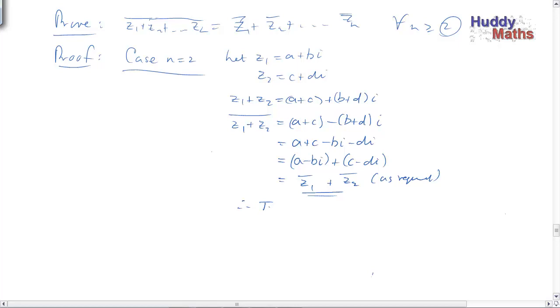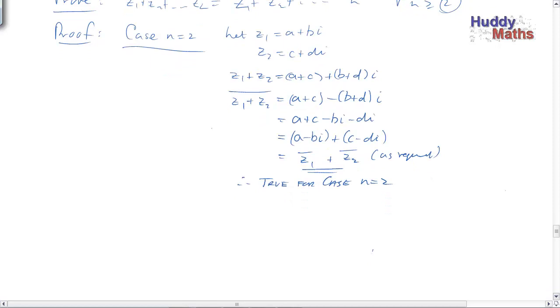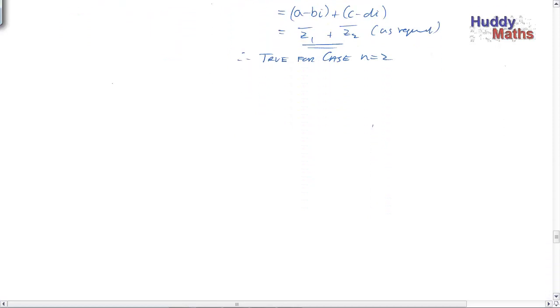Therefore, true for case n equals 2. Okay, so that's a strict formal starting proof. So we've got something to use as a tool to build and to roll the pattern on for other values. Okay, let's do case n equals 3.